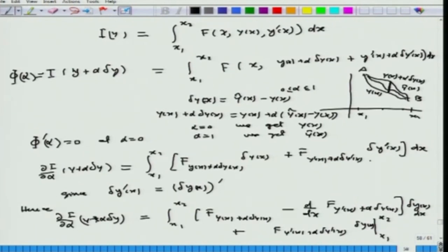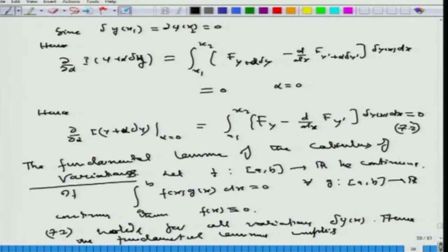Now, with this second term in the integrand, we use integration by parts. We shift this derivative onto f y prime plus alpha delta y prime, which gives us minus d by dx of f y prime. The first term is not disturbed, and we take out delta y common from both terms, and we get the boundary term evaluated from x 1 to x 2. Since at the moment we are taking only fixed boundary conditions, the points a and b are fixed, and therefore y and y tilde pass through these two points.